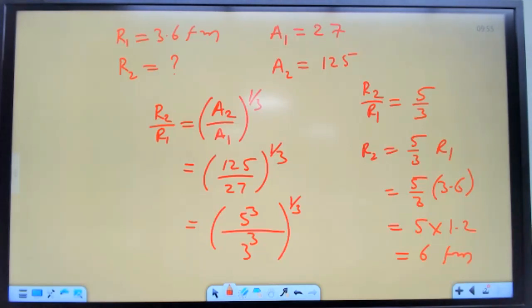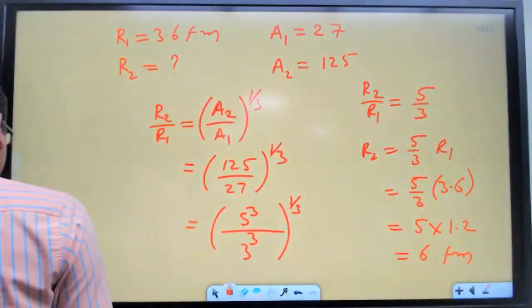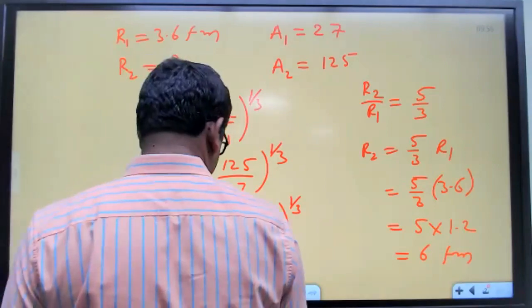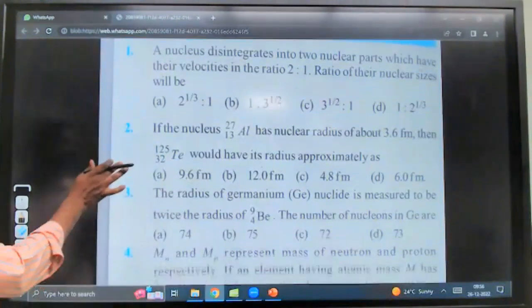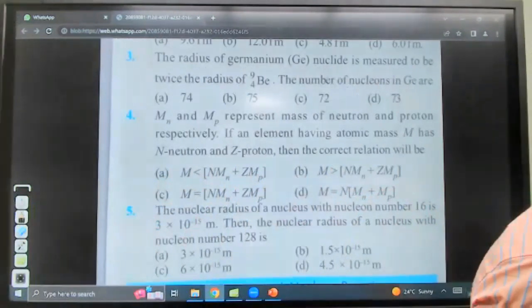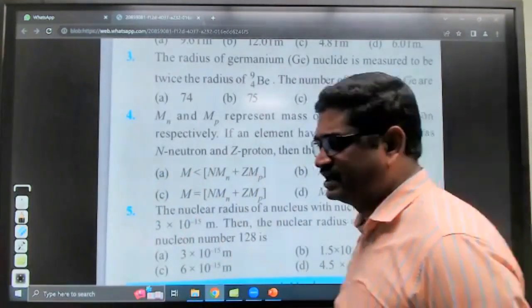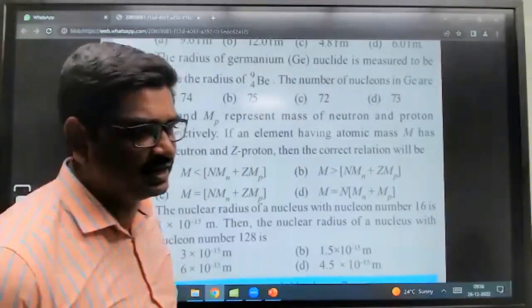Question number 3. Radius of germanium is measured to be twice the radius of beryllium. Then the number of nucleons in germanium. So what is the given condition? Let's go through question number 3. Radius of germanium nuclide is measured to be twice the radius of beryllium. Then the number of nucleons in germanium. What do we need to calculate, Z or A minus Z?